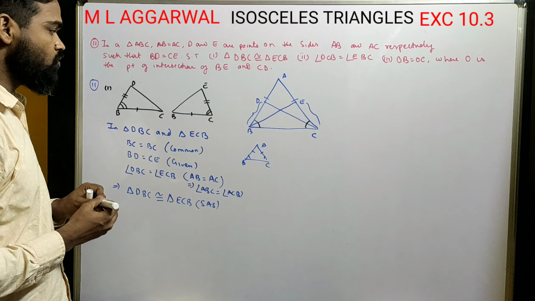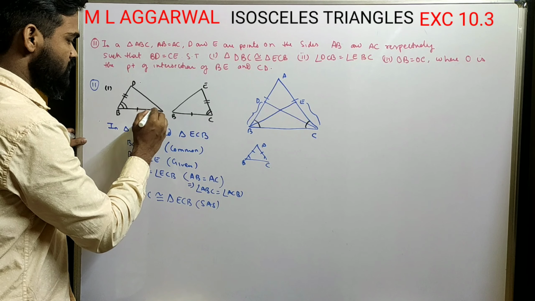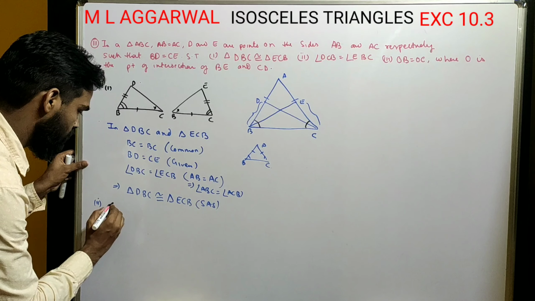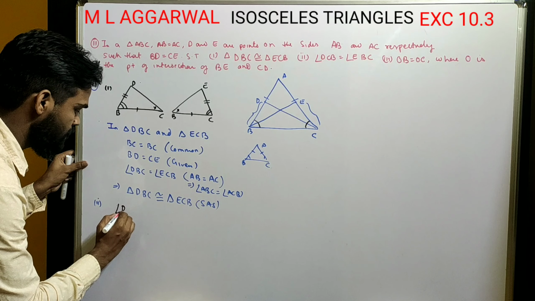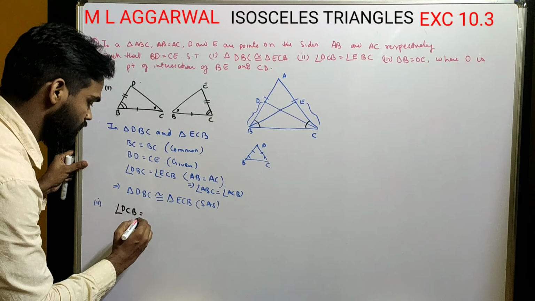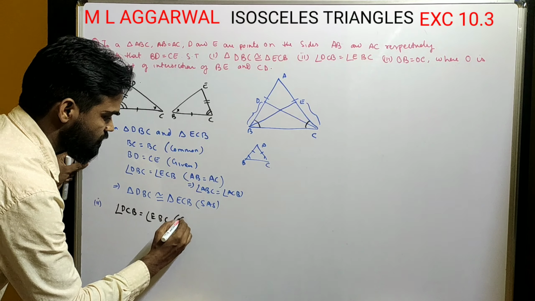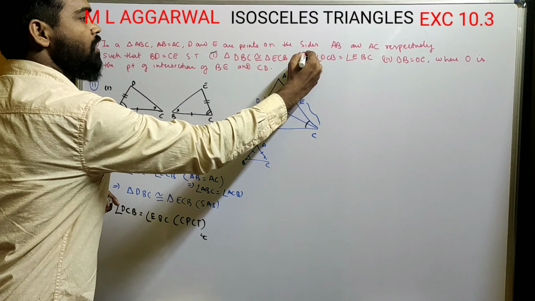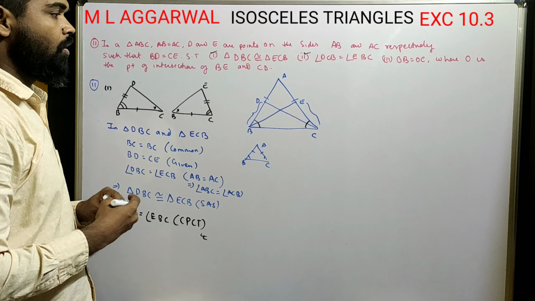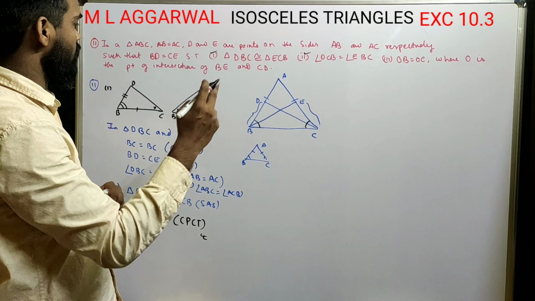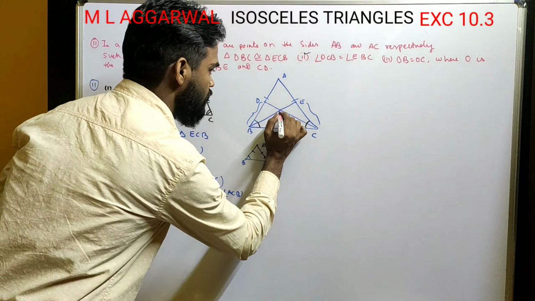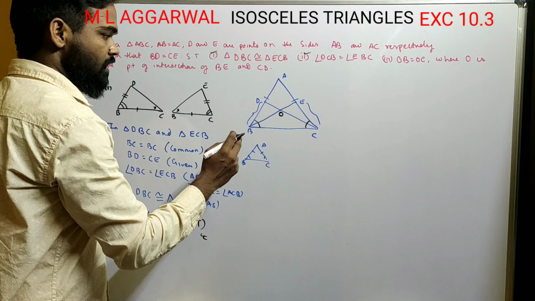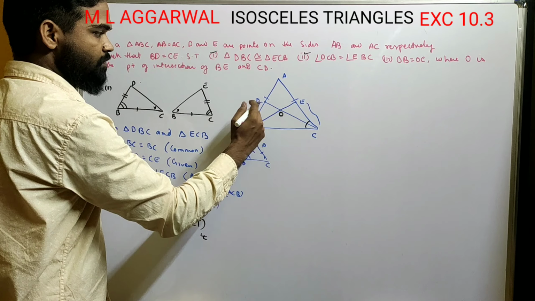Now if these two are congruent, then angle DCB, which means this angle, and angle EBC will be equal by CPCT. Can I say angle DCB is equal to angle EBC, and that's CPCT. Done. First part done, second part done. Now look at the third part. Prove that OB is equal to OC, where O is the point of intersection of BE and CD. So let us put O over here. Done.